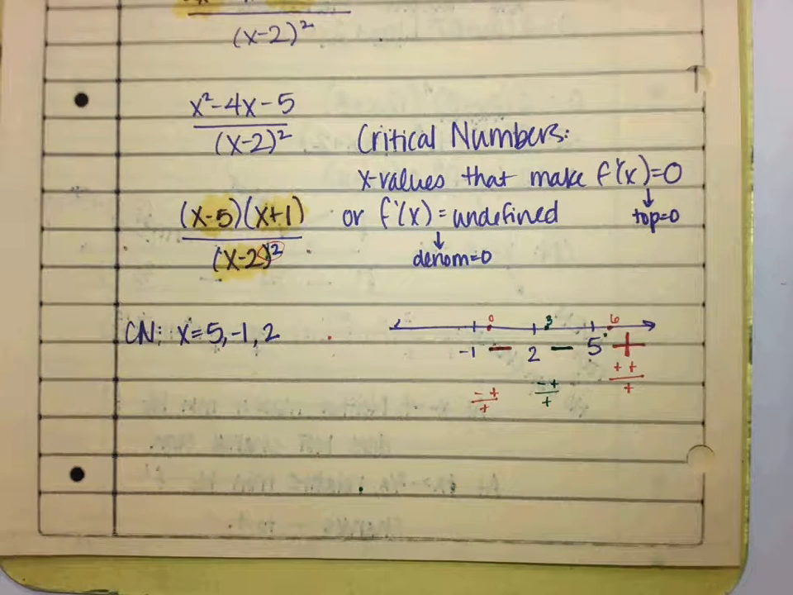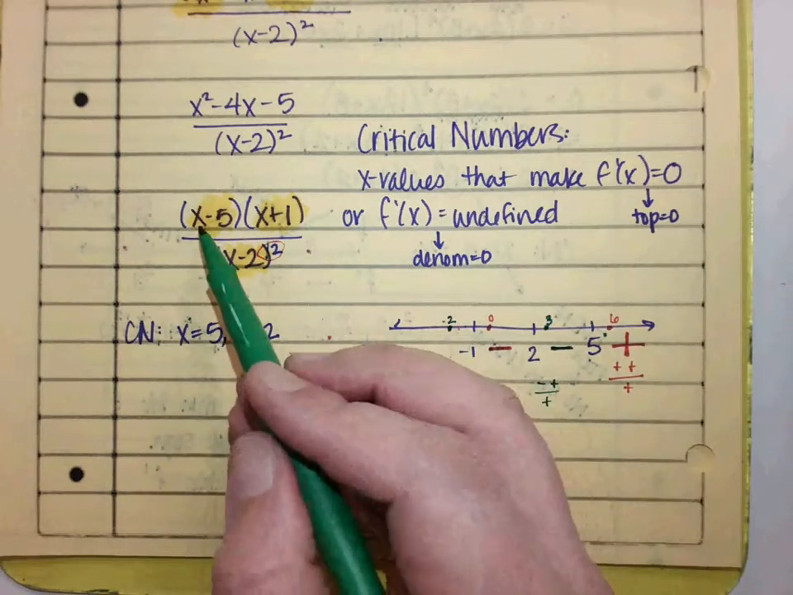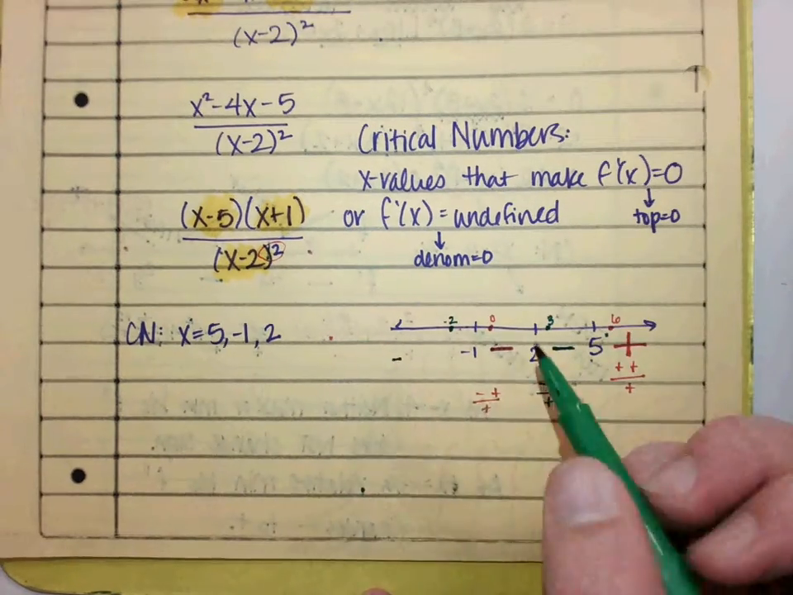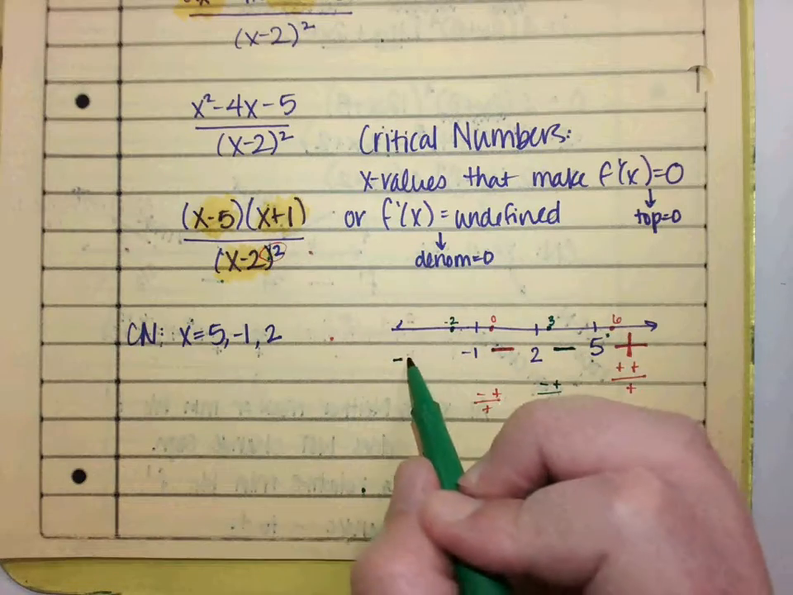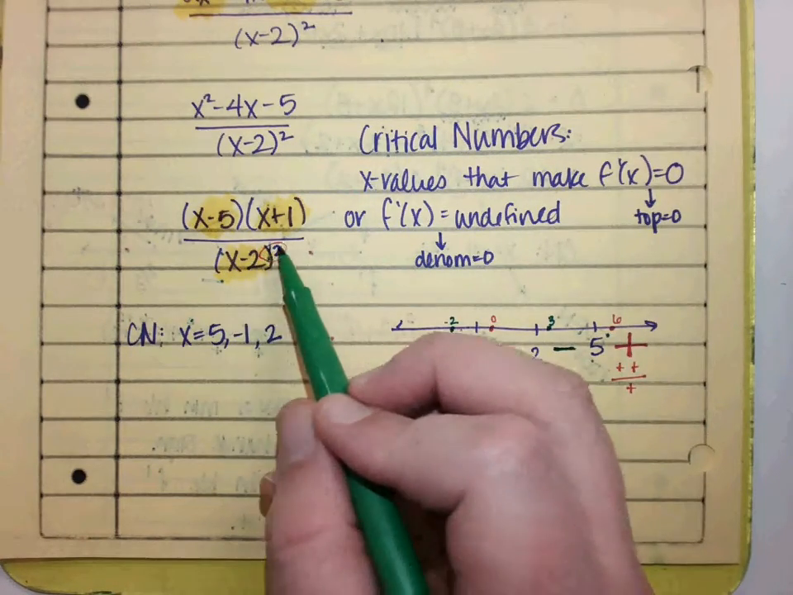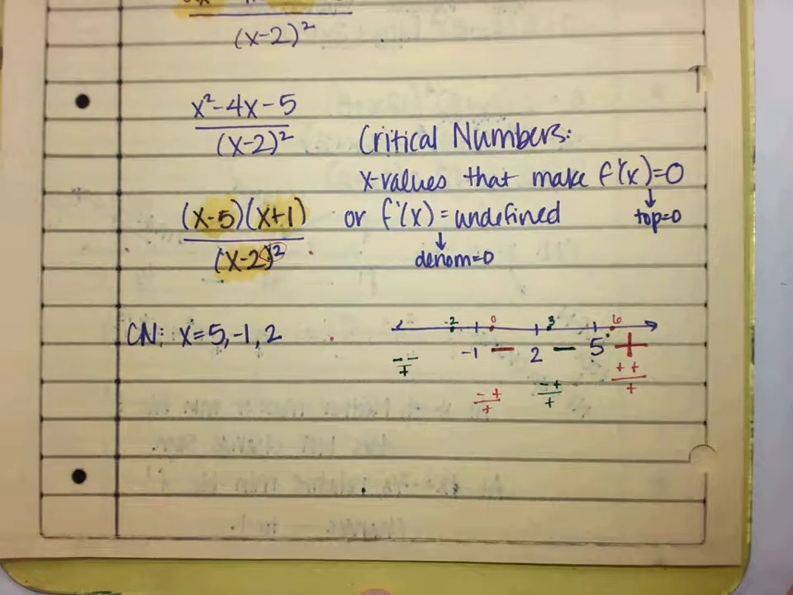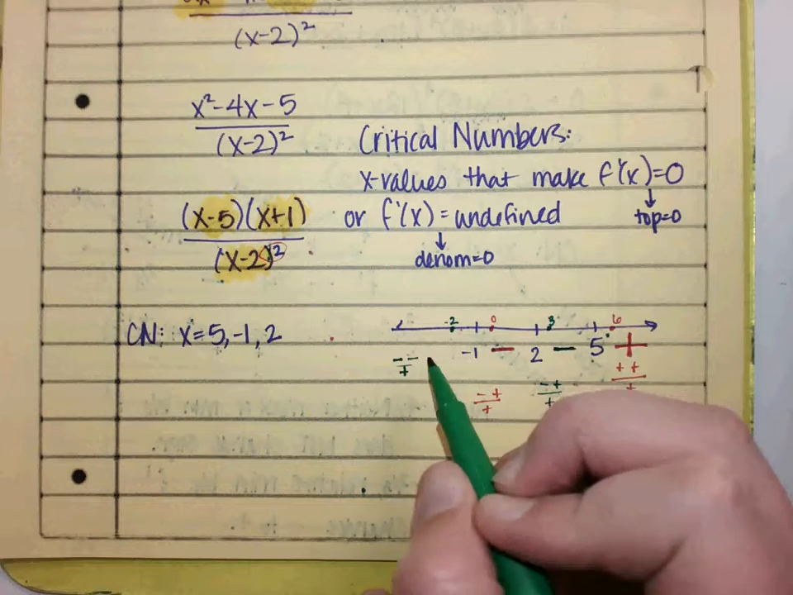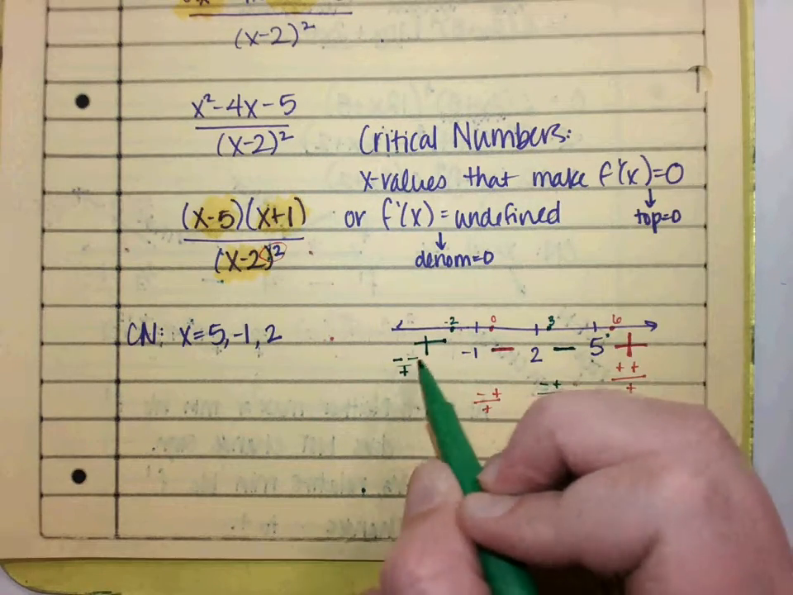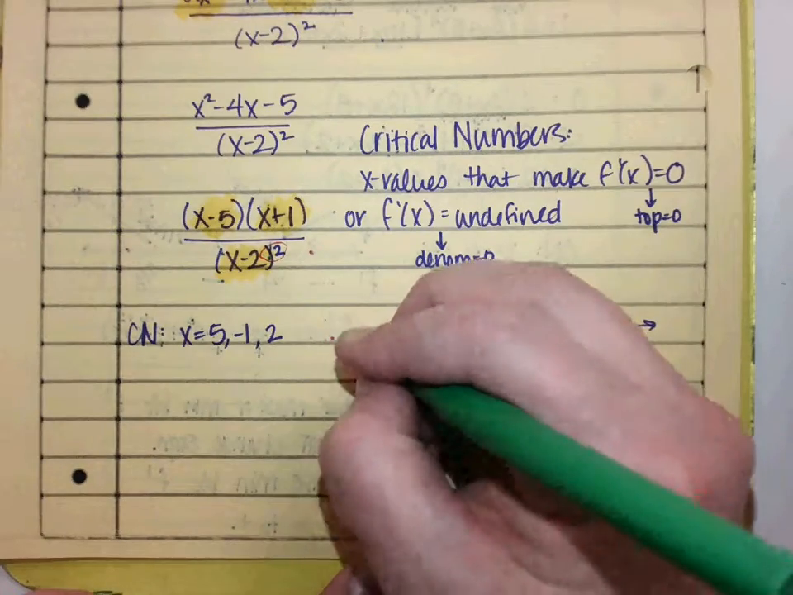Okay, last subinterval. Smaller than negative 1, say I pick negative 2. Okay, negative 2 minus 5 is negative. Negative 2 plus 1 is also negative. Negative 2 minus 2 is negative, but then I'm squaring it again, and when you square a negative, you're dividing by a positive. So negative times negative over positive comes out positive, because these two negatives cancel out with each other. Okay, from there, that's your f prime.